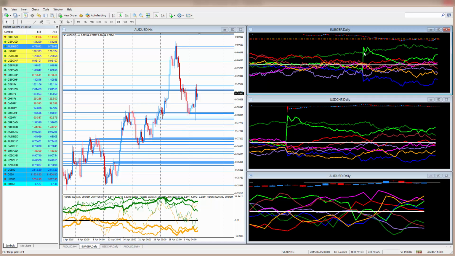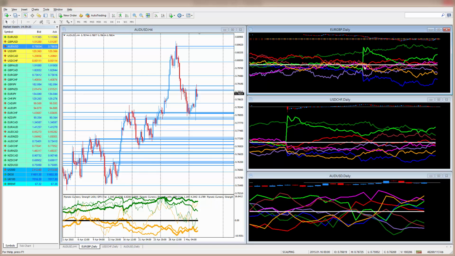As you can see on the right side of my workspace, I have three instances of the currency strength utility. At the top I have a long-term currency strength reading, in the middle a medium-term reading, and at the bottom a short-term reading. Now on the left side I have a currency pair chart, and at the bottom I have three instances of the currency strength utility overlapping one another.